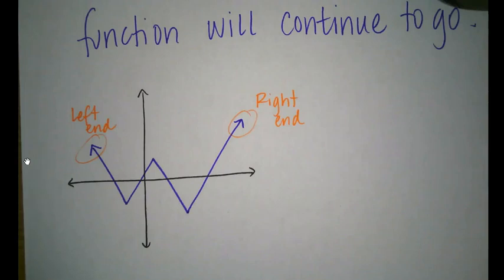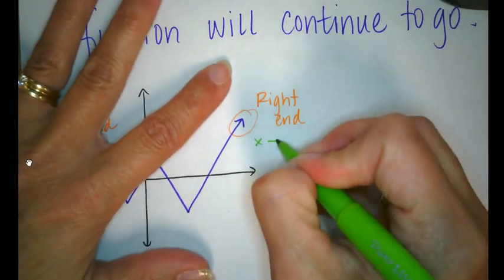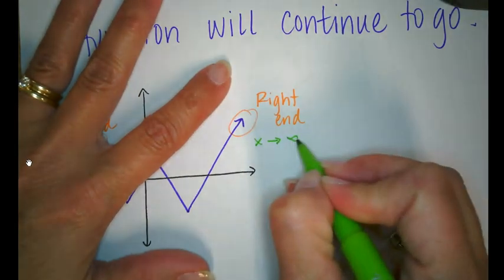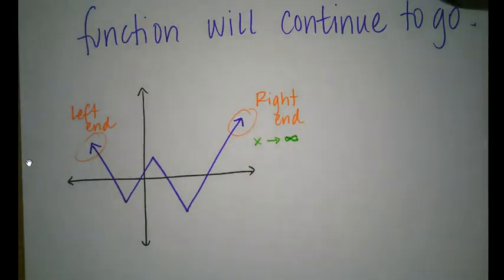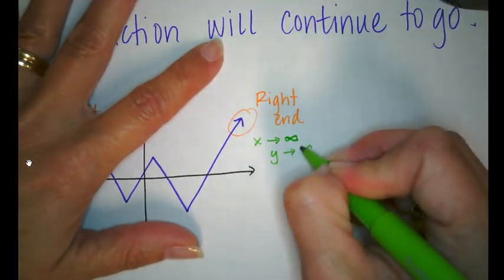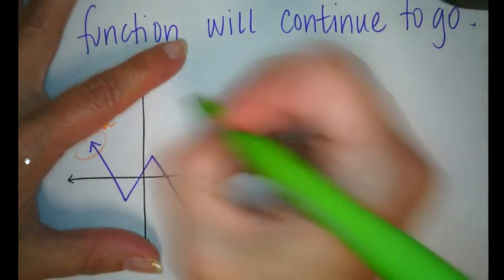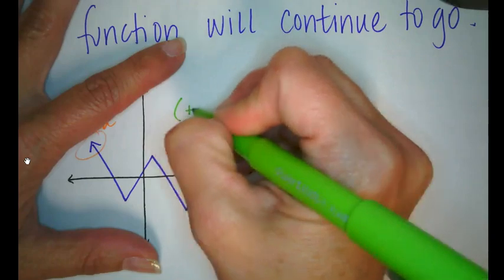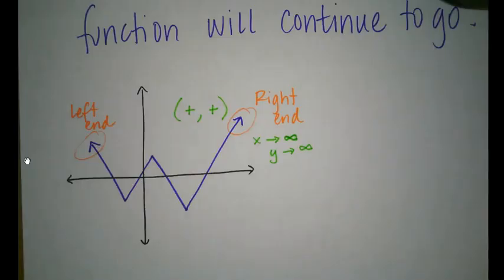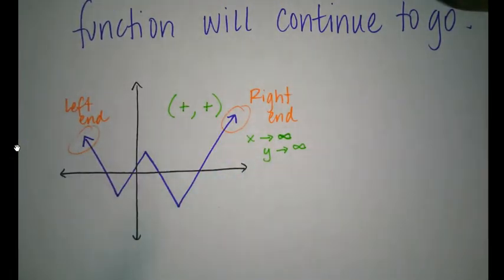Okay, so this end over here, if this graph continued to go in the direction that it's going, then x is just going to get bigger and bigger and bigger, which would be infinity. And y is just going to keep getting bigger and bigger and bigger to infinity. And the reason is because in this quadrant, the x is positive and the y is positive. So this is just going to continue to get more and more positive.